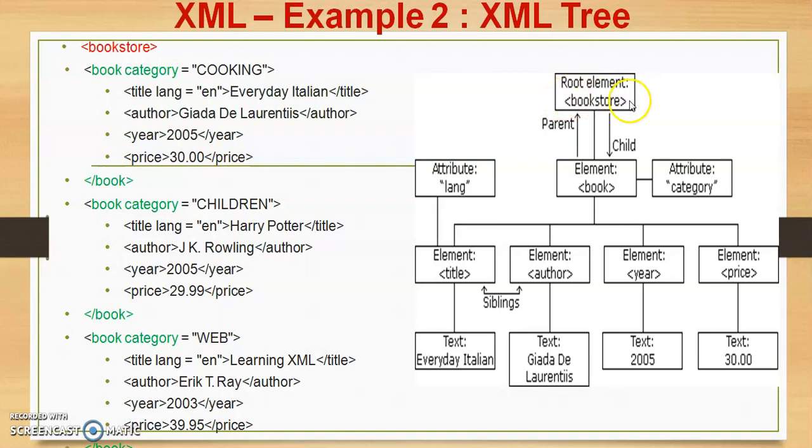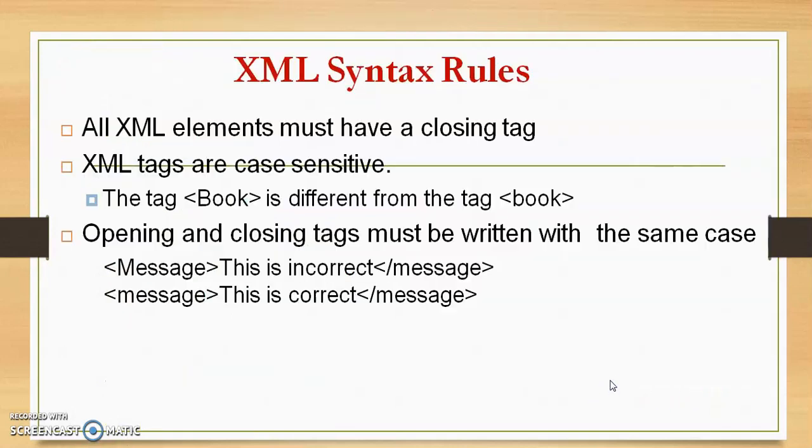The root element is bookstore and has the child element book, having the attribute category, and the book element has the child elements title, author, year, and price. Title has the attribute lang specified within double quotes, and title also has text content. Author has the text element, year also has text, and the price element also has text. Okay. Let's see the syntax rules of XML.